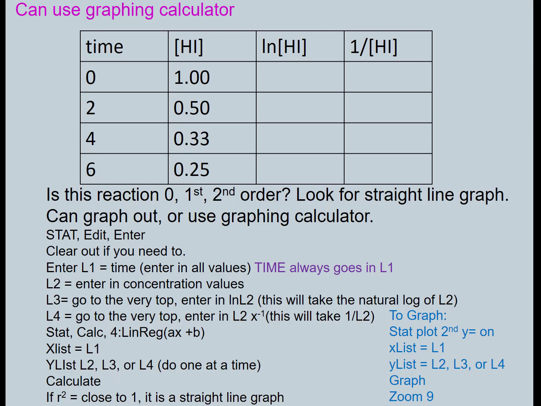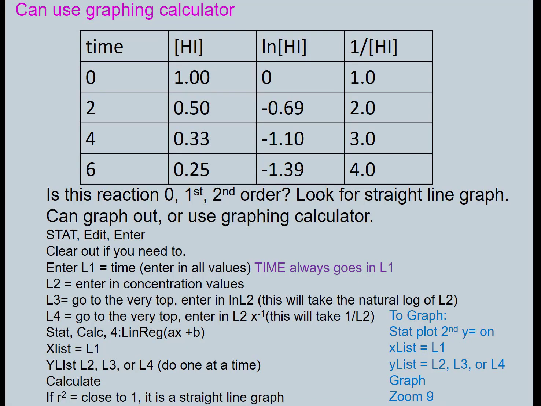If you're interested in using your graphing calculator, this is a step-by-step how to use it. So if you'll follow the instructions, starting right here, you can clear out the data that you have in there. You actually can have it calculate the natural log of your values once you stick them in, and also the 1 over the concentration. And these instructions will teach you how to do that. And you want to look for your correlation coefficient, and that is your R squared. If it's close to 1, then that tells you that's the straight line graph.